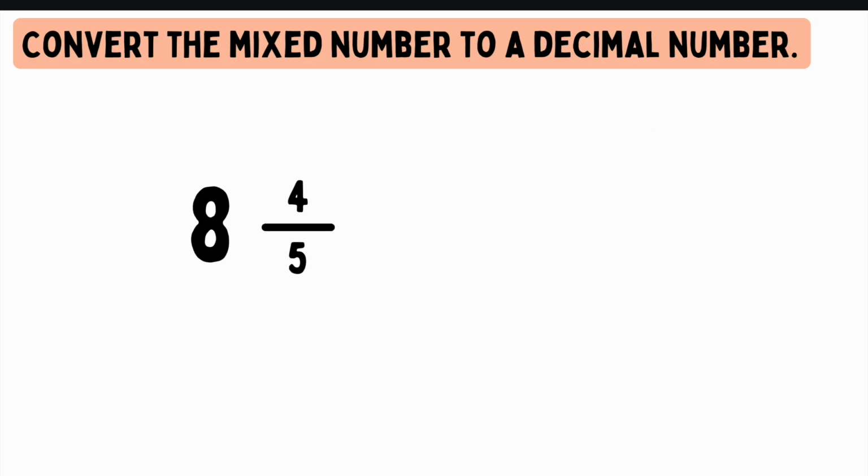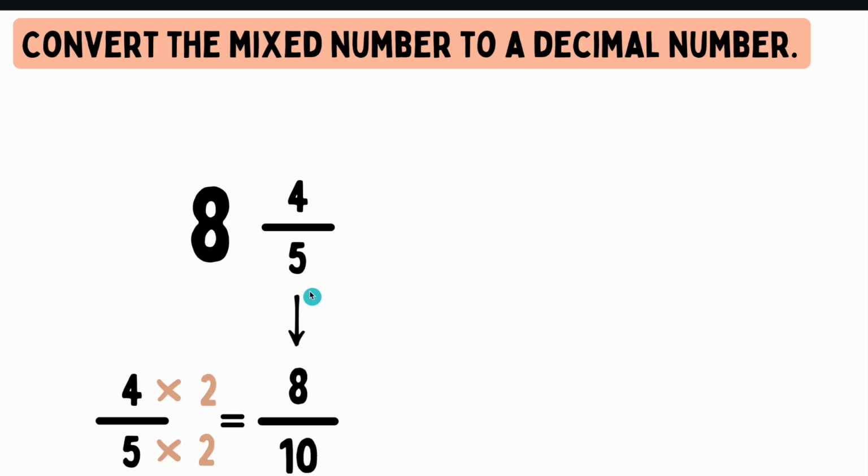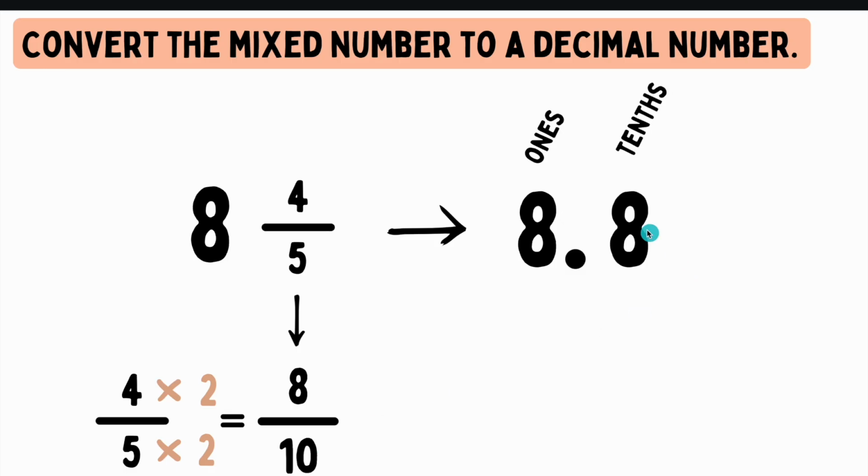8 and 4 fifths. Let's start by converting 4 fifths into tenths. We have 4 fifths. We know we can multiply the numerator by 2 and the denominator by 2 to create tenths. 4 times 2 equals 8. 5 times 2 equals 10. 4 fifths is equivalent to 8 tenths. So we know we have 8 ones. Now we need the decimal point, and we have 8 tenths. 8 in the tenths place, 8.8, or 8 and 8 tenths. We know that 4 fifths is equivalent to 8 tenths.